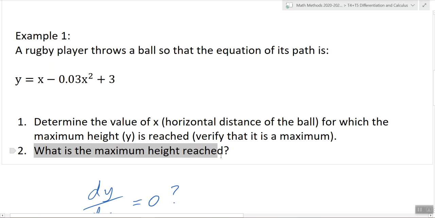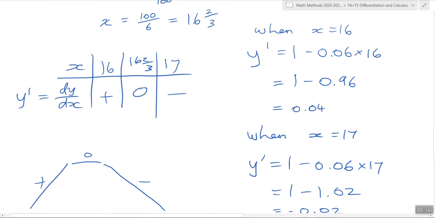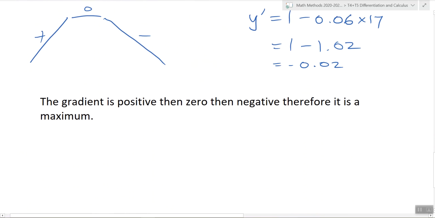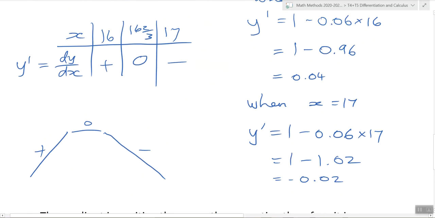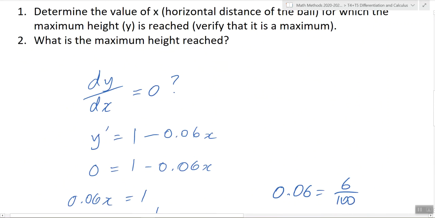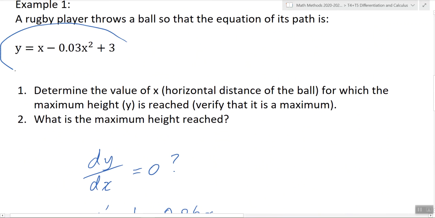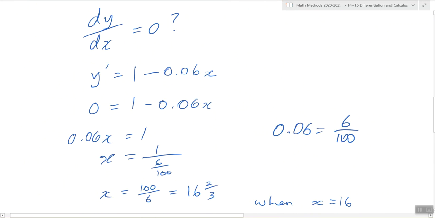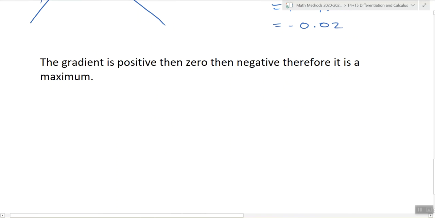Find how good this rugby player actually is at throwing the ball. So what is the max height? How do we do that? Would we sub in 16 2/3? Correct. So in this trajectory of the ball, we're finding the max height, so we're putting that 16 2/3 into the equation.